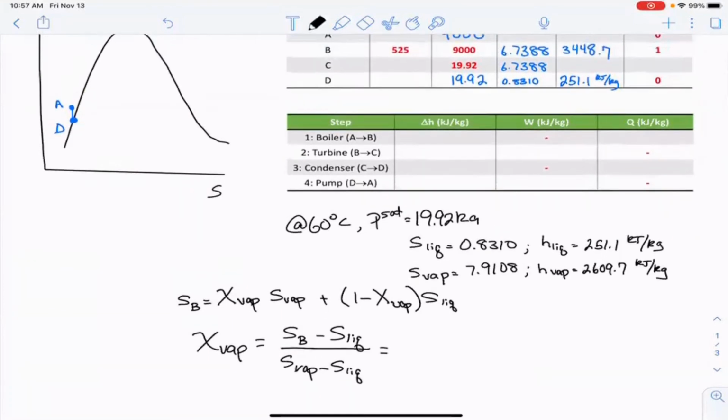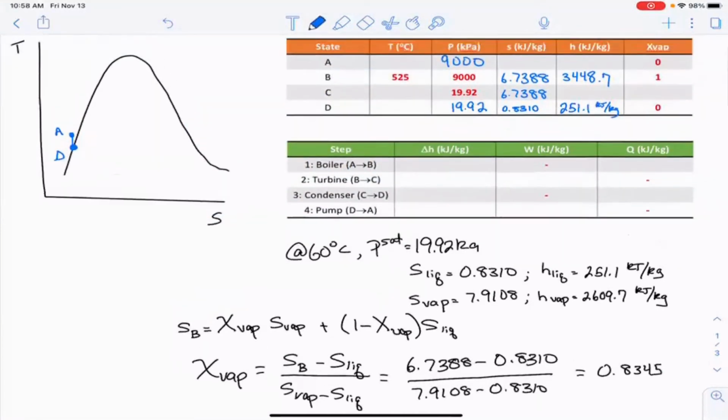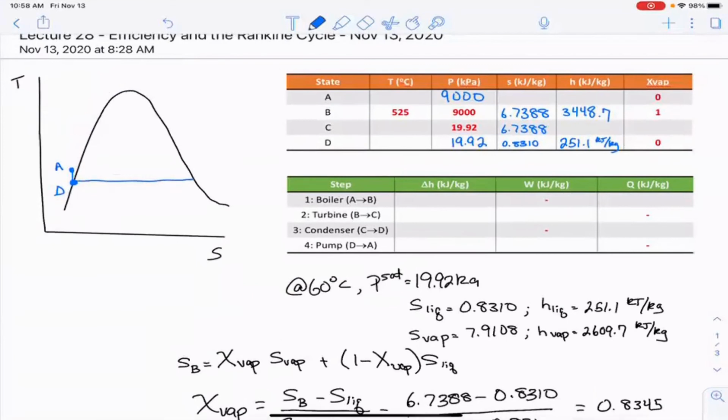So we know the entropy at B from the table above is 6.7388, and then that's minus 0.8310 divided by the entropy of the vapor phase, which is saturated vapor, minus 0.8310. And that equals 0.8345. So about 83.5% is in the gas phase. And what that tells us is that we're in between here somewhere, right?